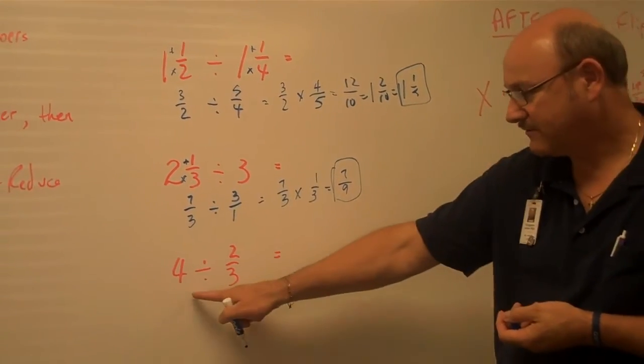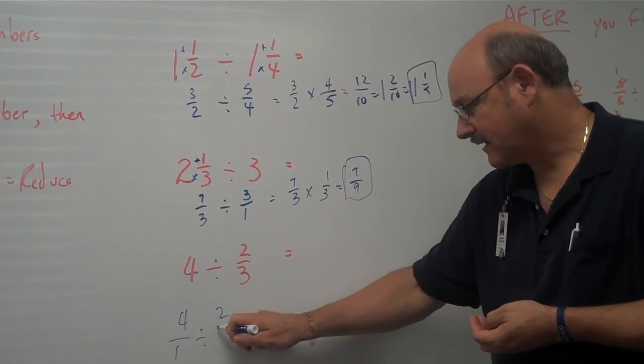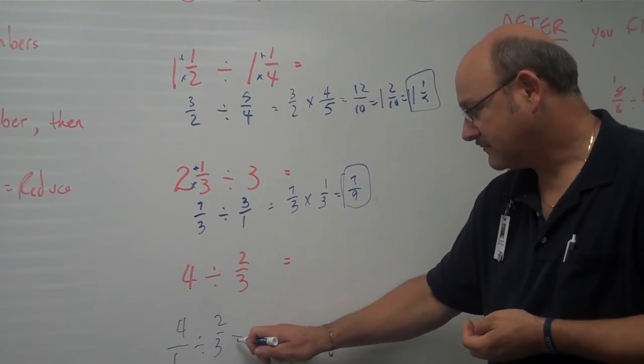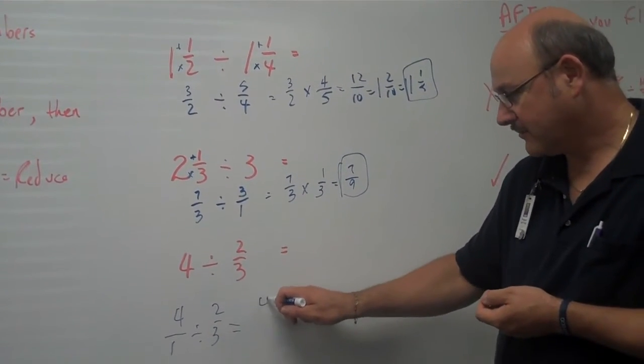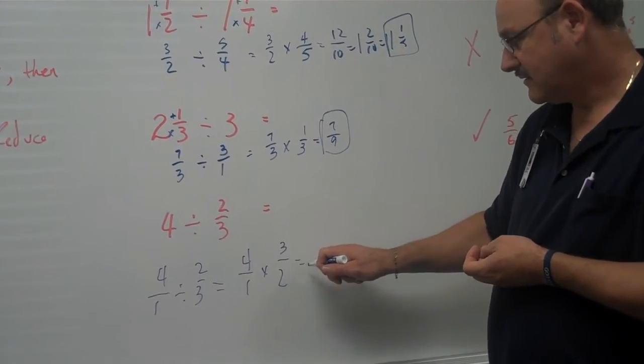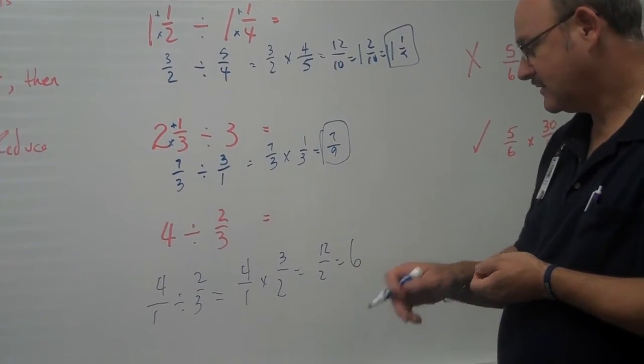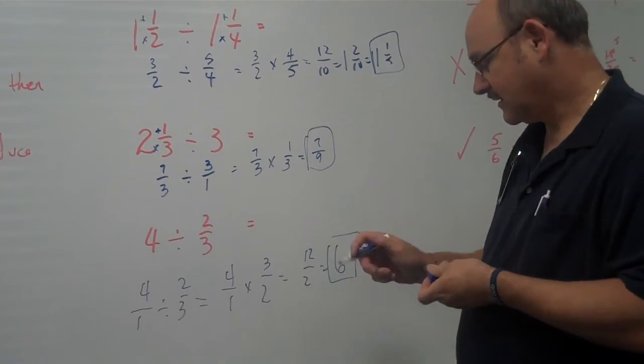What if our whole number's in the first? Still over 1. 4 over 1 divided by 2/3. That means we've got to flip the second number, 4 over 1 times 3/2. Now we can top, top, bottom, bottom. Our answer is 6. Final answer is 6.